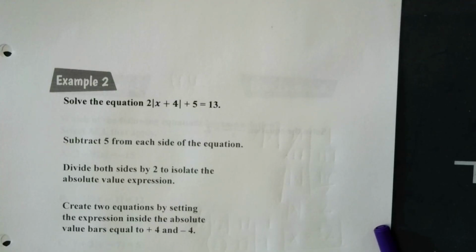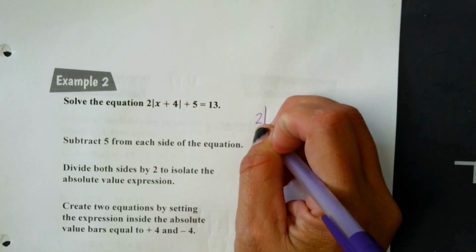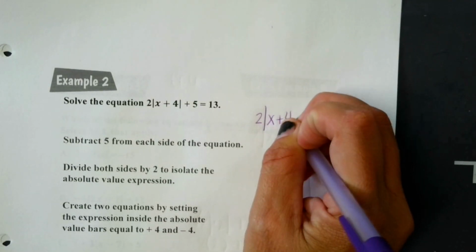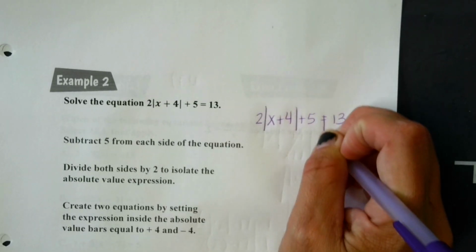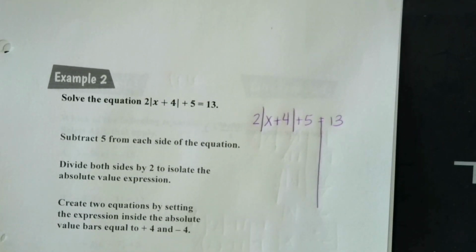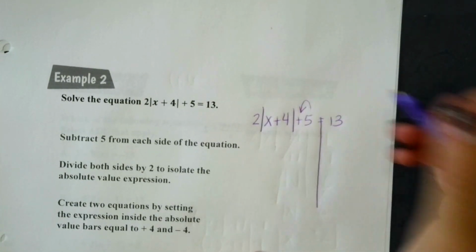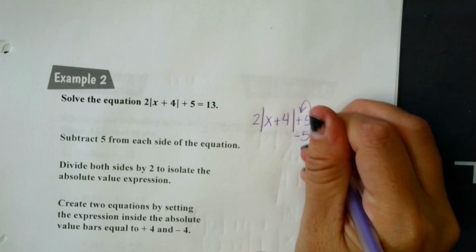Now we're going to fruit basket upset it a little bit here. I'm going to write it off to the side so I can work with it. We're going to start off solving it just like we always have. What do you want to get rid of first? The 5. And how would you do that, sir? Subtracting 5. Very good.